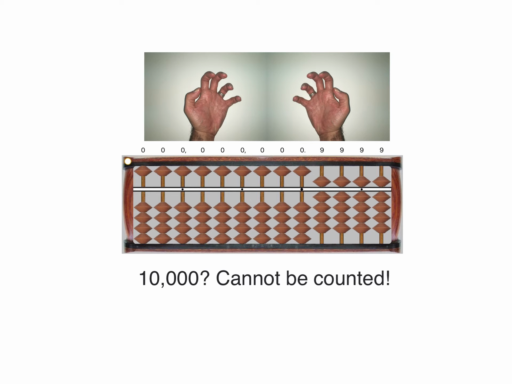10,000 is not countable on this hand system. And this is why 10,000 is meant to represent the uncountable and the infinite, because you cannot count it on two hands in this system. So the 10,000 things, whenever we mention the 10,000 things, it is meant to represent the uncountable, the infinite.